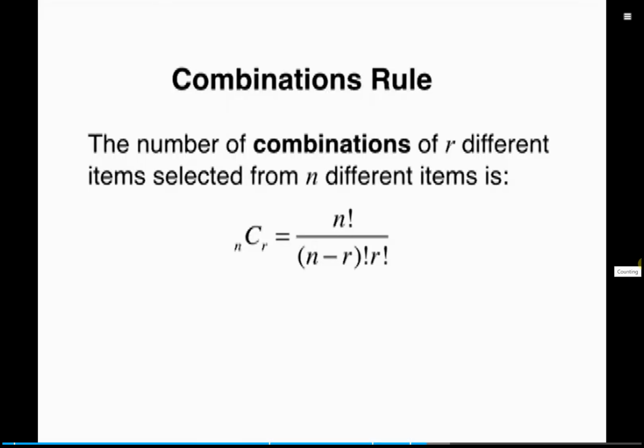So here, the number of combinations of R different items selected from N different items, you'll notice it's very, very similar to the permutations. You've still got the N items taken R at a time. You've still got the N factorial in the numerator, and you've got the (N minus R) factorial in the denominator. However, when I said that 1, 2, 3 was different from 3, 2, 1 before, with the combinations, we're assuming those are the same, that they're still 1, 2, and 3, regardless of what order you put them in. So there are fewer combinations than there are permutations, so we have this extra number in our denominator, which makes our fraction smaller. That would be the additional R factorial here.